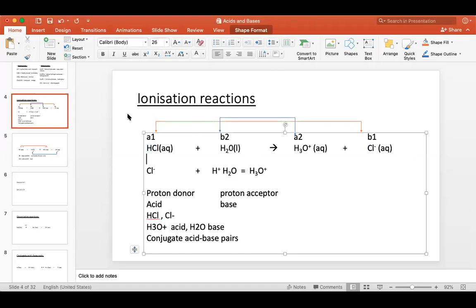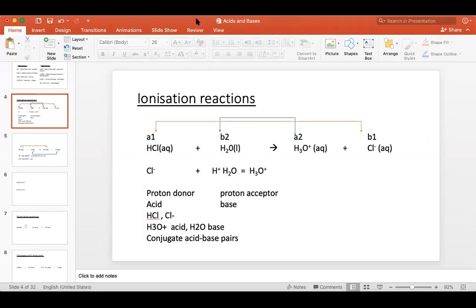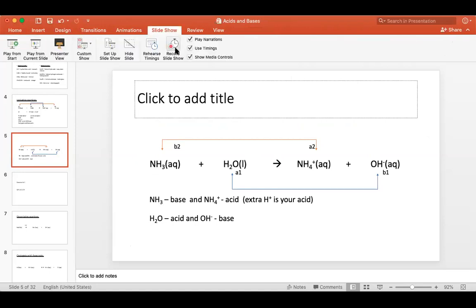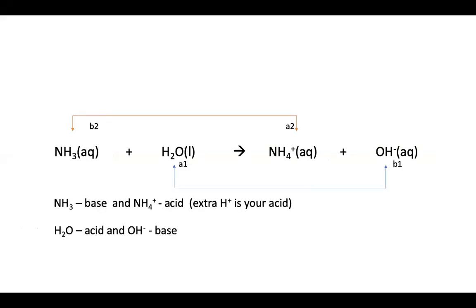All right. Then we went further to look at another example. Let's just make the slideshow bigger. We looked at NH3 and H2O giving you NH4+ and OH- ions. NH3 and NH4+ look similar, and the one with the extra H+ is your acid. So NH4+ is your acid and NH3 is your base. Similarly with H2O and OH-, H2O has an extra H+ compared to OH-. So H2O is your acid and OH- is your base.